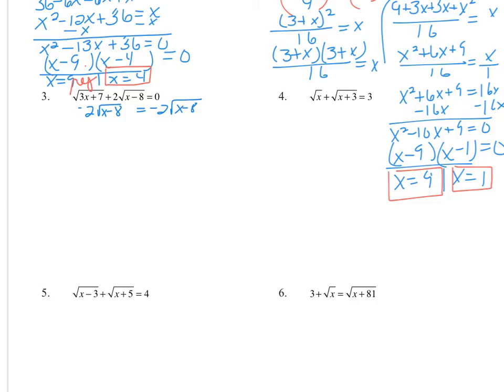Okay, so I'm going to end up with radical 3x plus 7 equals a negative 2 radical x minus 8. Well, that's as isolated as I'm going to get it. So let's square both sides.